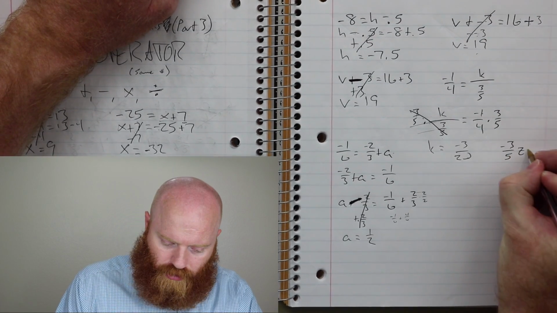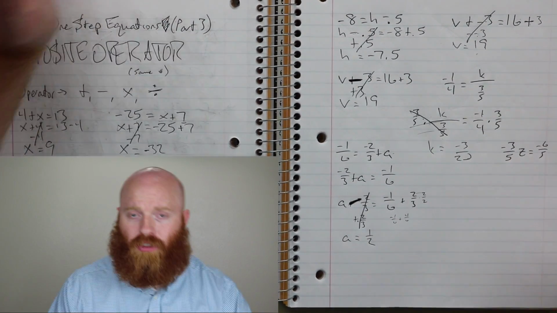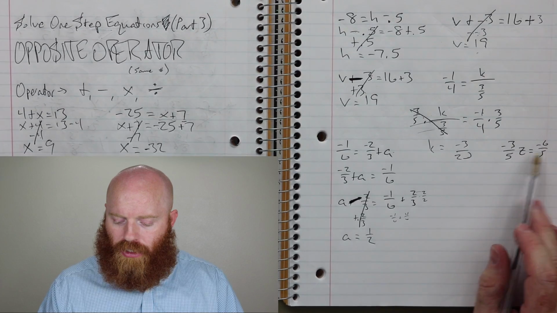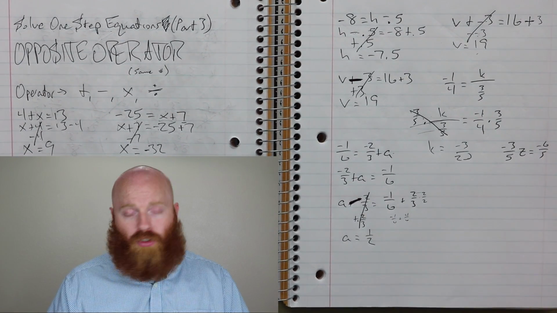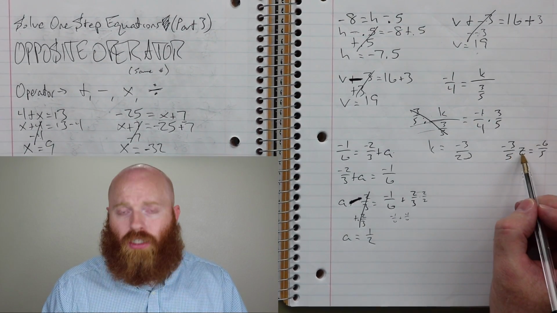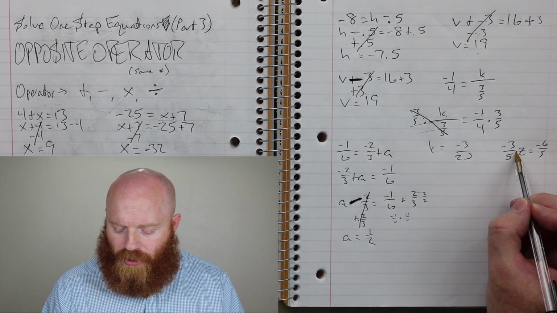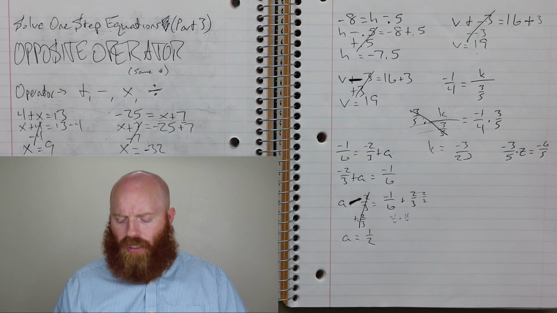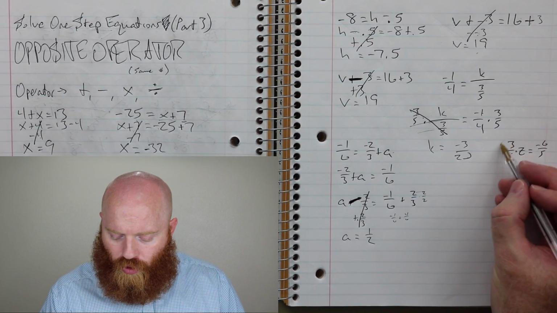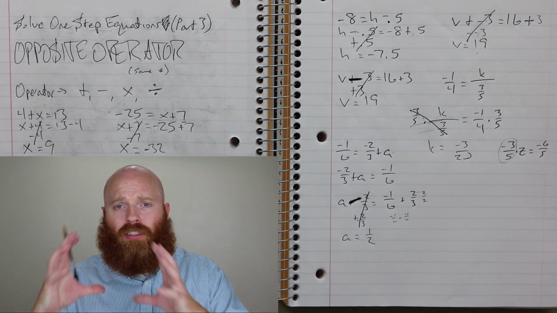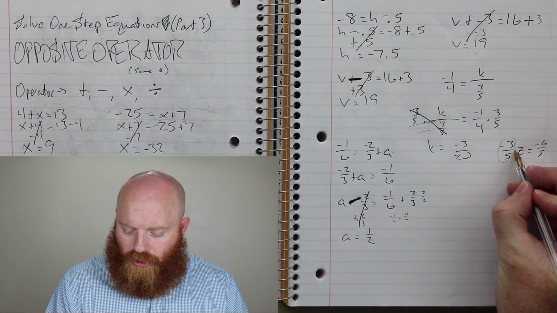-3/5 Z equals -6/5. You know from watching my videos, when there's a number touching a letter, a variable or an unknown quantity, there's always an implied multiplication there. So that's the multiply. That's the operator, not this divide. This whole thing is one number. You treat that fraction as a number. And then there's the times.